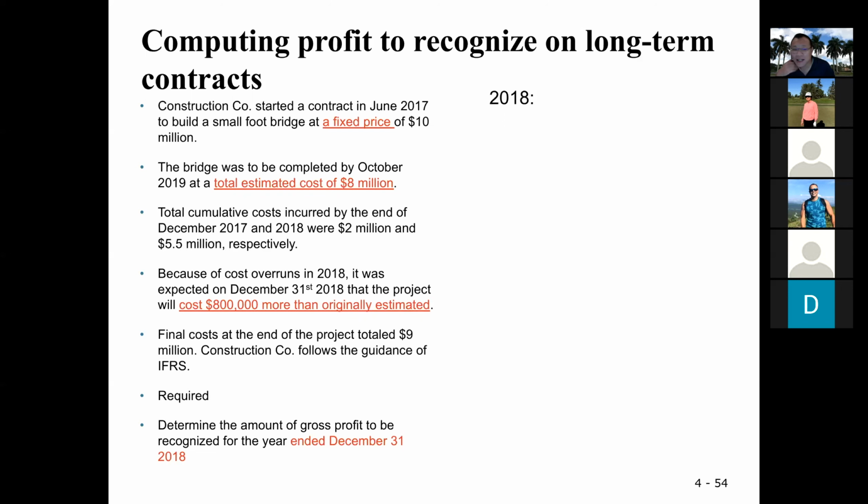So what's the denominator for 2018? Total expected cost. 9. 9 million. Anyone else? Would it be 8,800,000? 8.8 million. Yeah, that's correct. If you read this information here, it was expected on December 31st, 2018, the project will cost $800,000 more than the original estimation, right? So originally it's 8 million. So at the end of 2018, that will be 8 plus 0.8. So 8.8. Does that make sense?